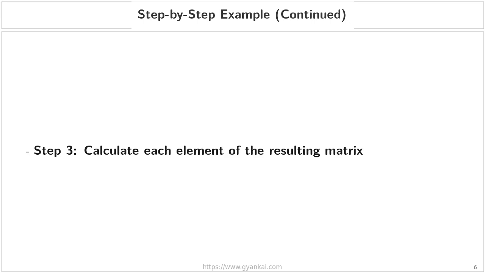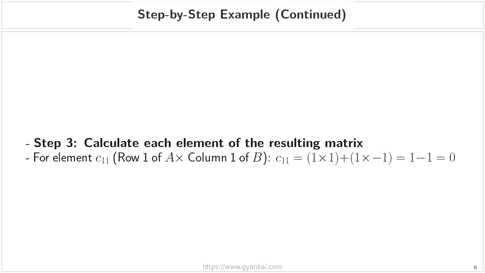Step-by-step example continued. Now that we have set up our multiplication in the previous step, let us proceed to step 3, where we will calculate each individual element of the resulting matrix, which we are calling matrix C. First, let us find element C11. To do this, we take the dot product of the first row of matrix A and the first column of matrix B. This gives us 1 times 1 plus 1 times -1, which simplifies to 1 minus 1, resulting in 0.